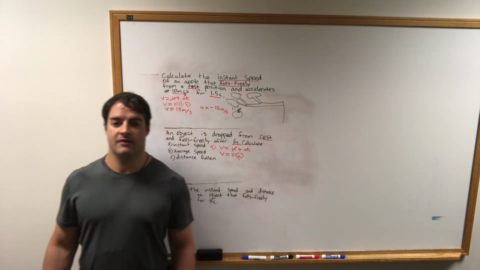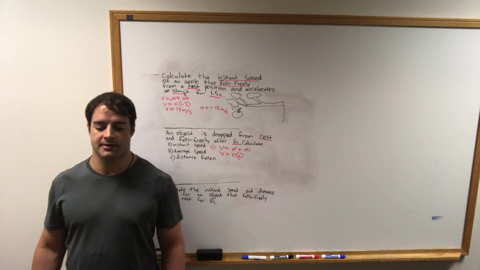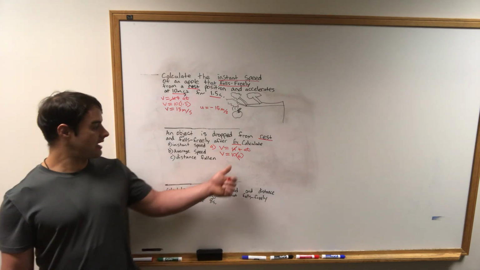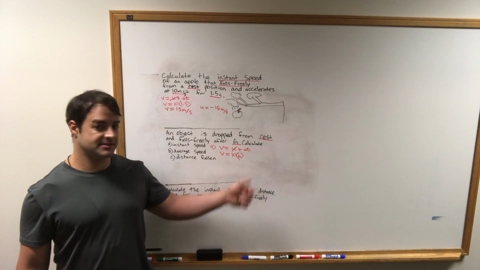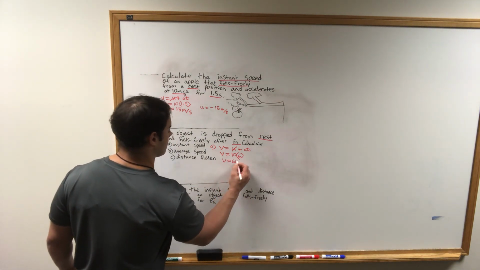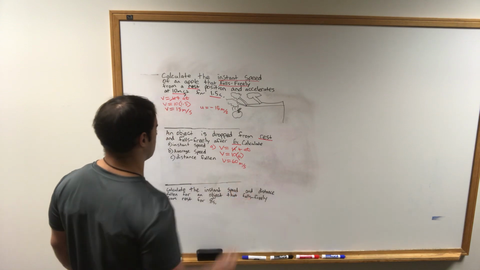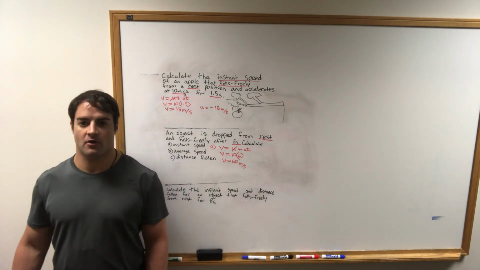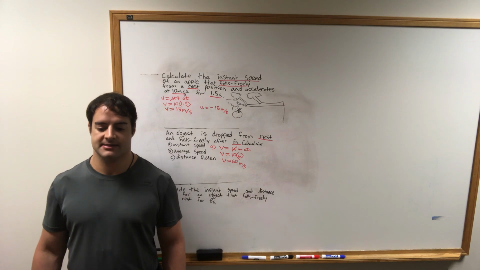Okay, gravity is 9.8 and I rounded to 10. So now 10 times 6 is 60. So the object falls at 60 meters per second.